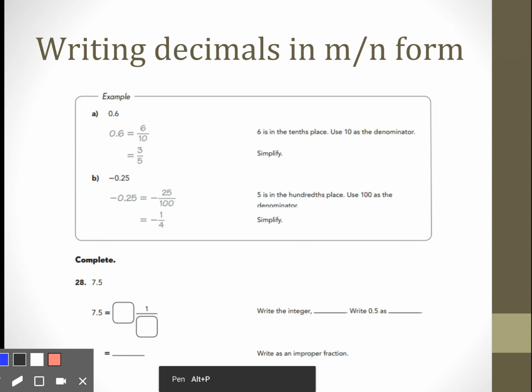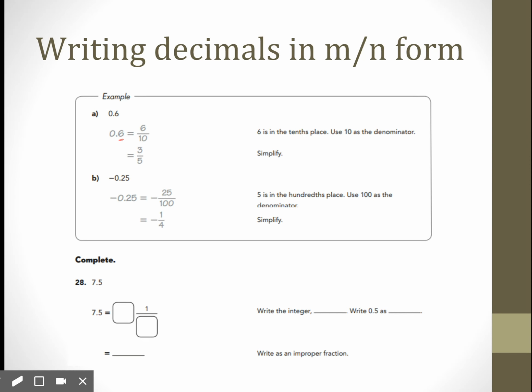Okay, let's try an example here. We have 0.6. 6 was in the tenths place, so we use 10 as our denominator, and 6 is our numerator, and then they simplified by dividing by the greatest common factor of 2. Part B, we have negative 0.25. 5 is in the hundredths place, so that's where that 100 comes from. 25 becomes your numerator. We just plop the negative sign right in front there, and negative 25 over 100 simplifies down to 1/4. Now 7.5, a little different.